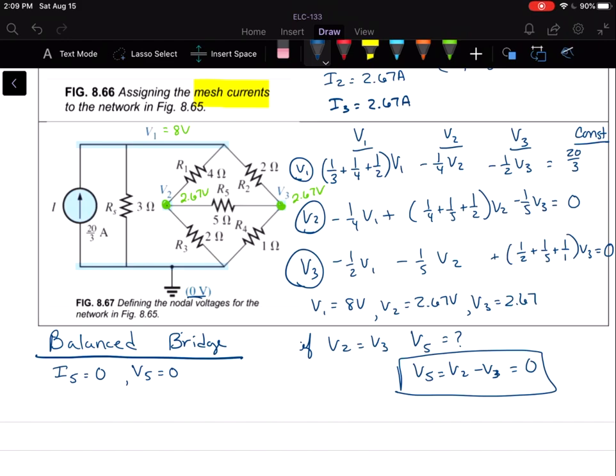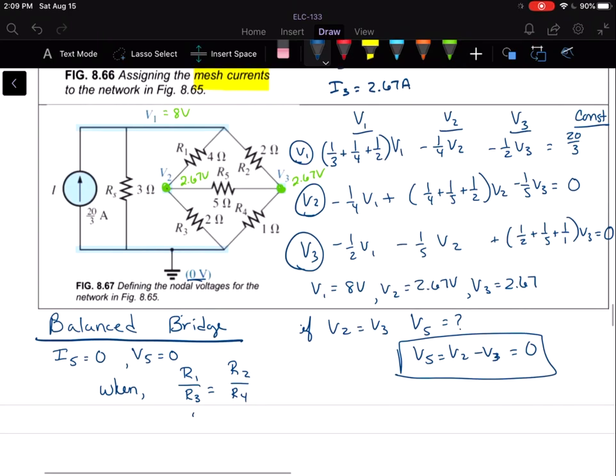And that happens when the ratio of R1 to R3 is equal to the ratio of R2 to R4, which, if you notice, R1 to R3, that's 4 ohms over 2 ohms, and R2 to R4 is 2 ohms to 1 ohm. Okay, so the ratio of both is 2, and that's what makes this a balanced bridge. So I just wanted to share that with you.